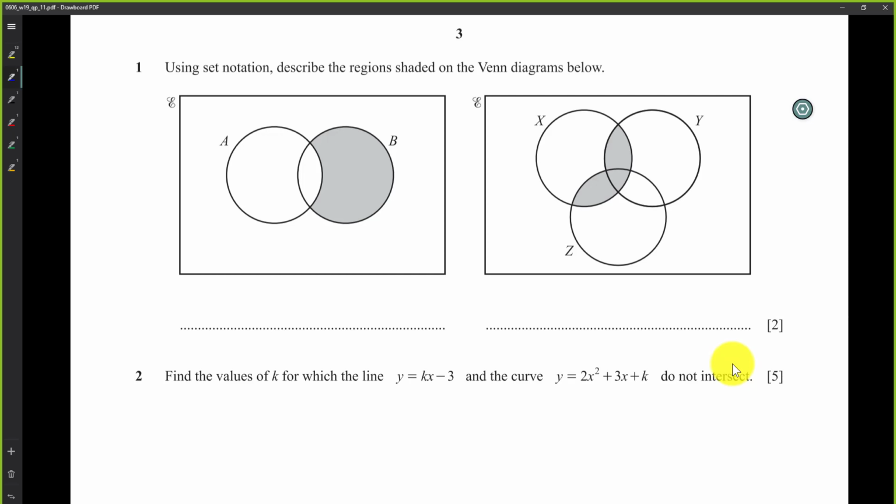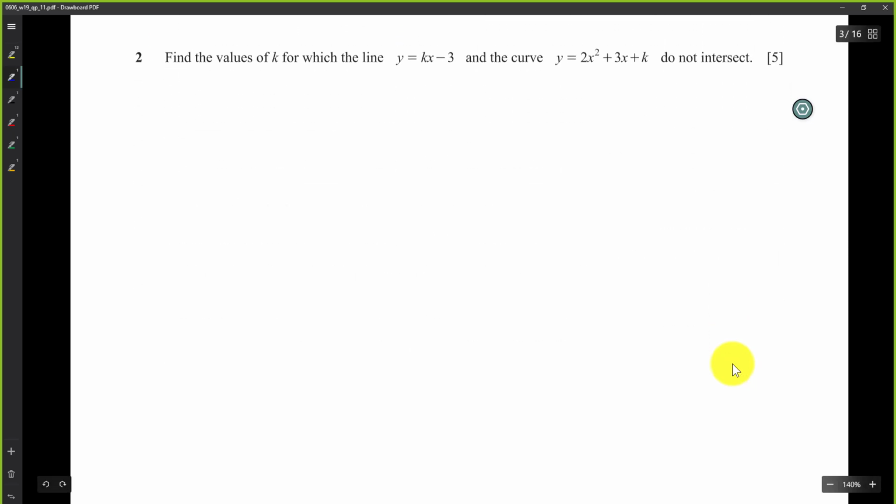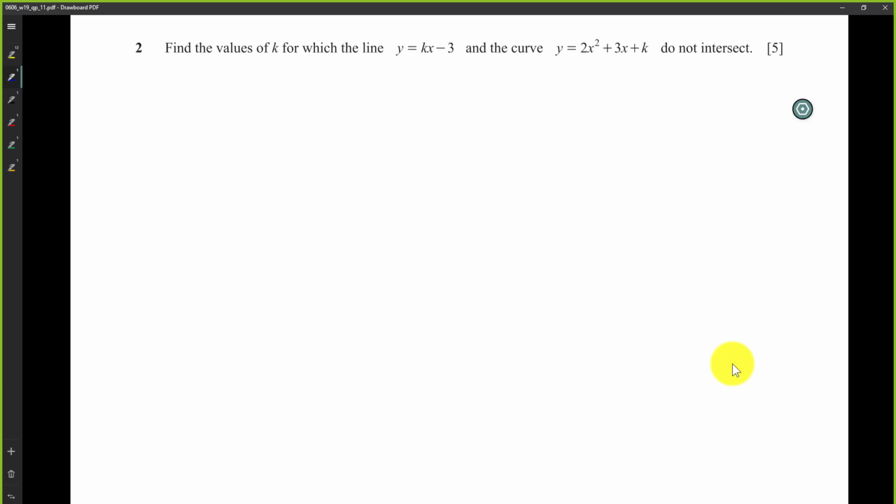Because right now for IGCSE you don't have the set already, so I will skip the first question and start with question 2. Normally when I read a question like this and I see the words "do not intersect", what does "do not intersect" itself mean? Do not intersect means b squared minus 4ac less than 0. This is a thing you need to memorize yourself. If you can't memorize this one, you cannot do a question like this.